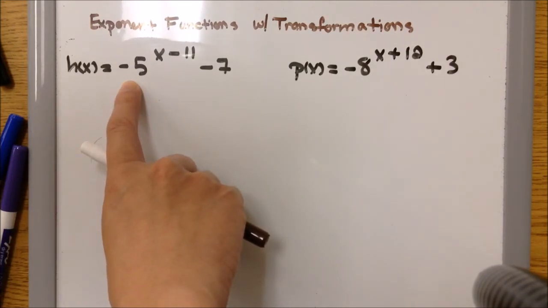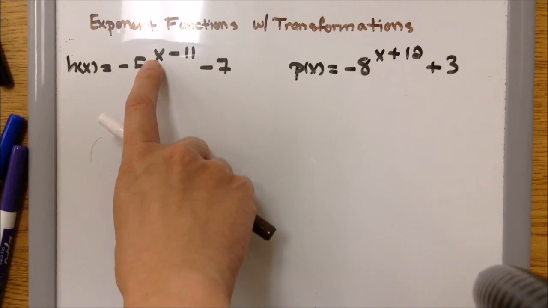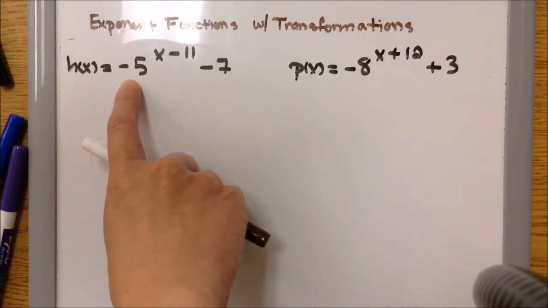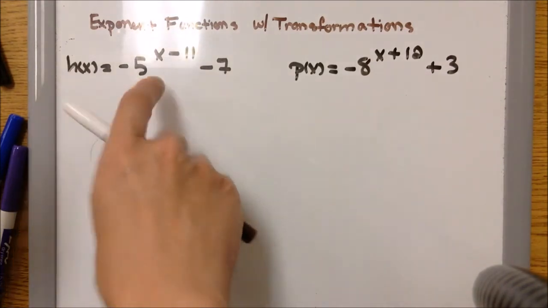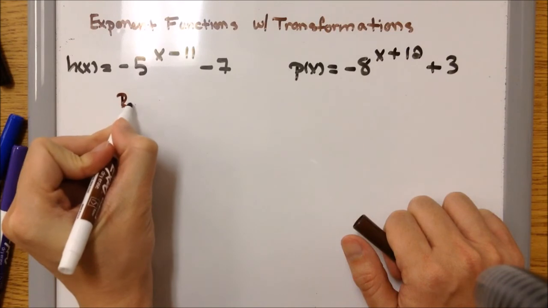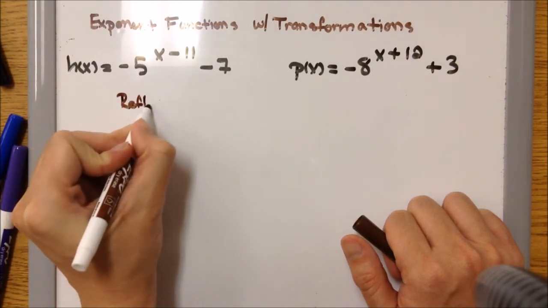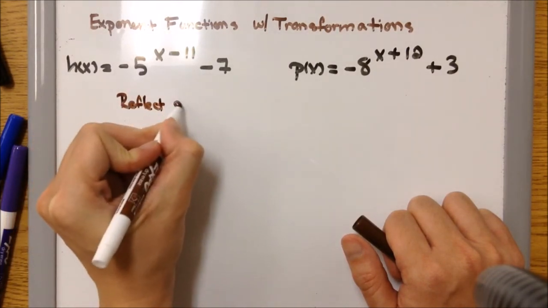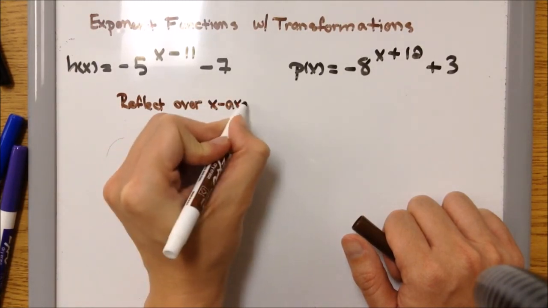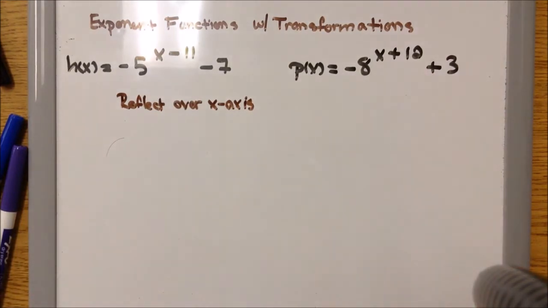Now, example 5 and 6, the negative was on the x, that was reflected over a y-axis. Now, if there's a negative in front of the base, a negative in front of the function, it's going to be reflected over the other axis, which is the x-axis. So, reflect over x-axis. Now, we're not done here because we still have two more transformations.